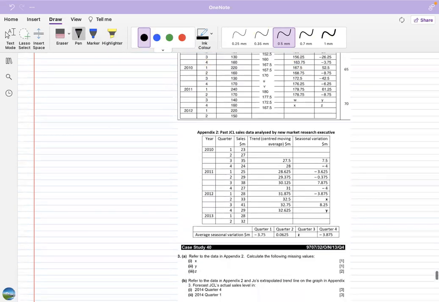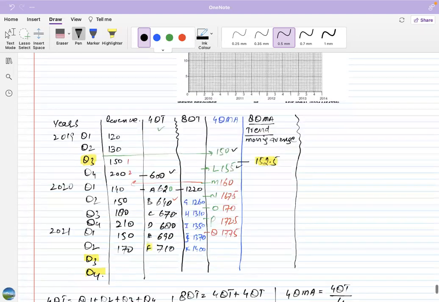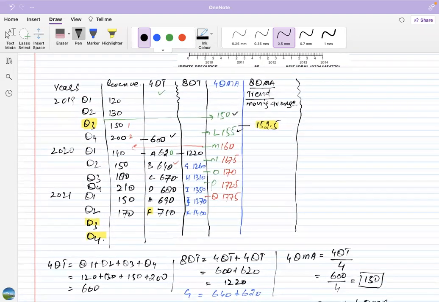Moving back to the question. So I told you that in this way we calculate the 8-quarter moving average: 4QMA plus 4QMA divided by 2. So if a number of values are given to us, and we need to calculate things for that.